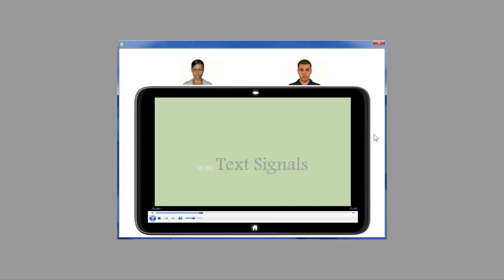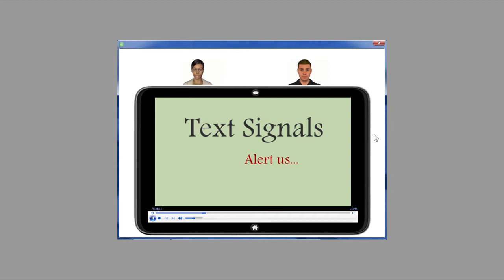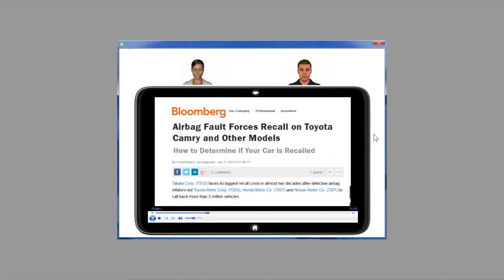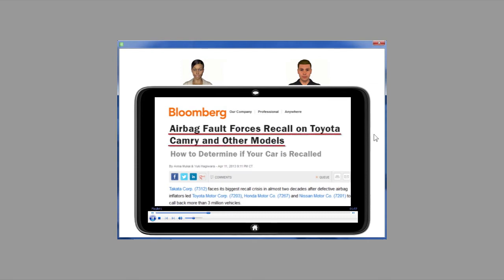First, we search for text signals that may help us understand what we are going to read. Text signals are tools that alert us to important information in the text that can help us make predictions about what we are reading. The title can tell us important information about the text. In this case, the title tells us what part of the car is faulty and the make and model of your friend's car.